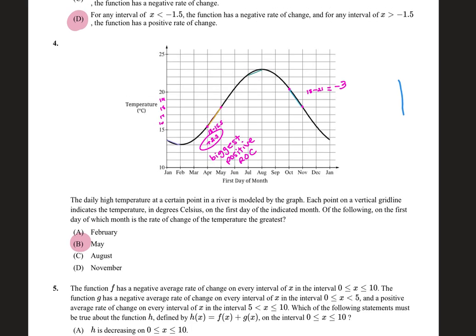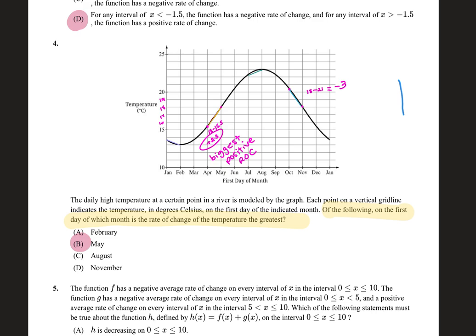For 4, and I got a question on this, it says, of the following, on the first day of which month is the rate of change of the temperature the greatest? So unlike the question that was in the notes where it asked of over the course of that month, which one had the greatest change, this is talking about on the first day. So if I want to know what's happening on the first day, I actually have to go to the month before it, right? Because then it would end on the first day.